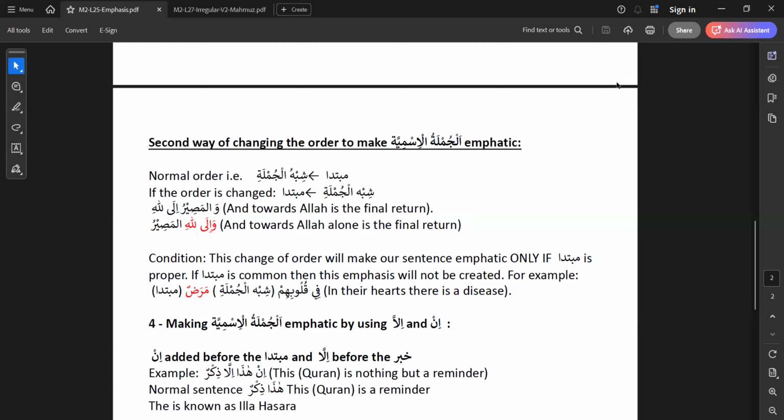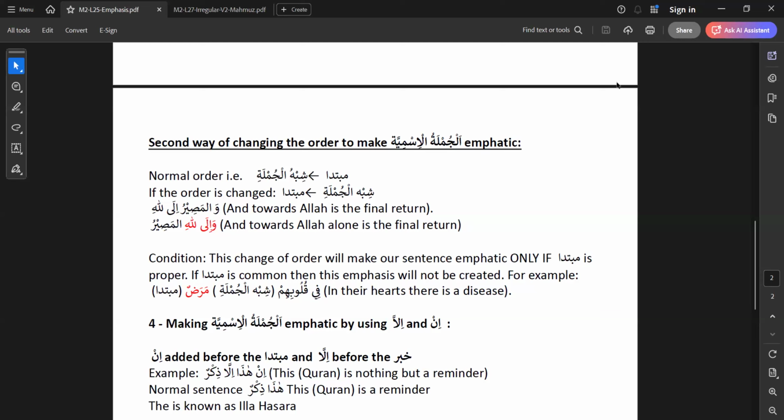So if the order is changed, then the shibu jumla comes first, then the mubtada. Let's look at an example. Wal masiru ila Allah. We have the mubtada followed by the shibu jumla. As you said, we have a jar majrur.